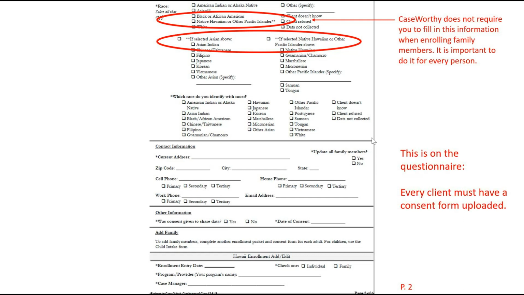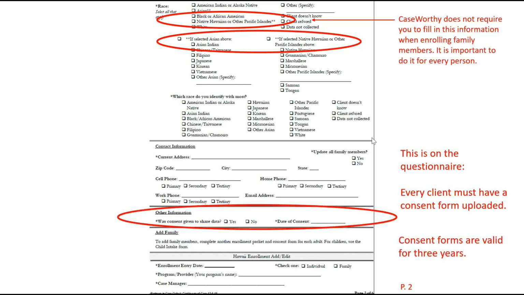Okay, this is the first thing on the questionnaire at the end. I told you there are no gotcha questions, so it's going to be very clear what the questions are. We're talking about consent forms. Every single client must have a consent form uploaded to their record. The question on the questionnaire is, what document must be on every client's record? The answer is consent forms.